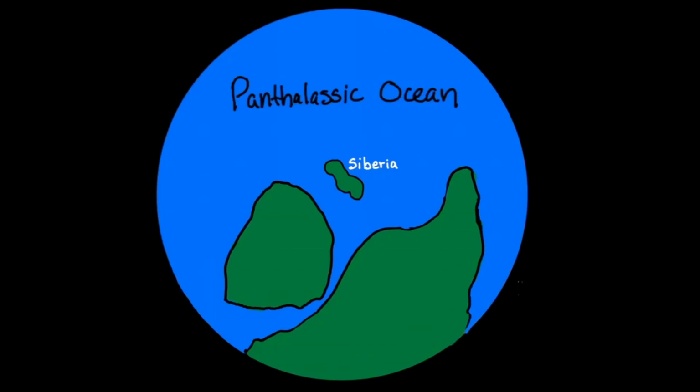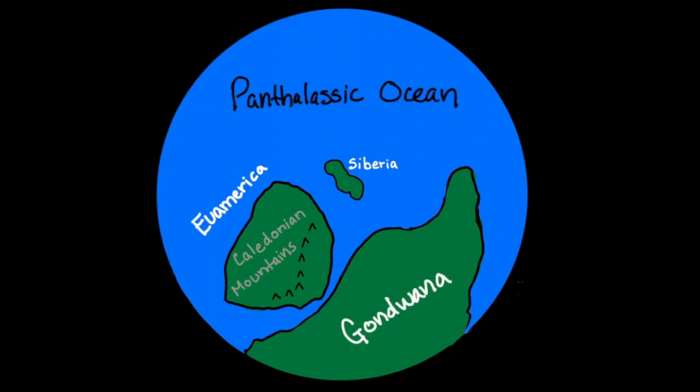Laurentia and Baltica collided. This collision created a continent called Euamerica. This collision created the Caledonian Mountains, which includes the present-day Appalachian Mountains, and mountains in Europe that include the Scottish Highlands. Gondwana rotated clockwise and moved closer to Euamerica. Overall, there was a greener landscape as plants began to become more widespread.